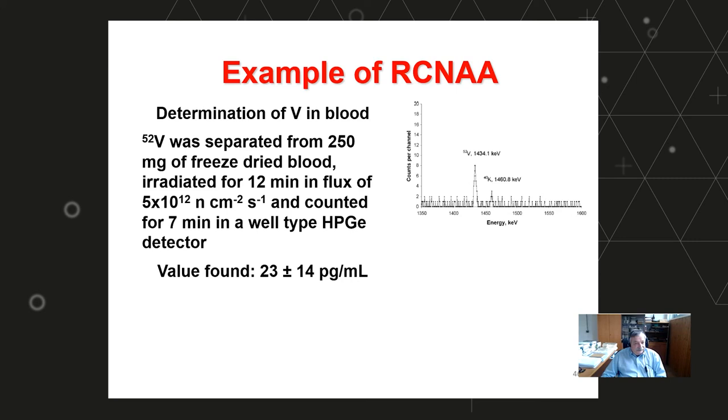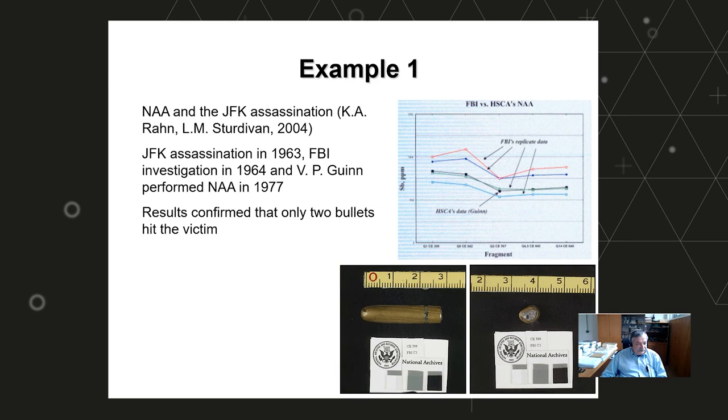And furthermore, this requires very fast work because this vanadium radionuclide has a half-life of a little bit more than 3 minutes, and all the chemical separation should be done very quickly to avoid that the radionuclide would decay completely during the processing.